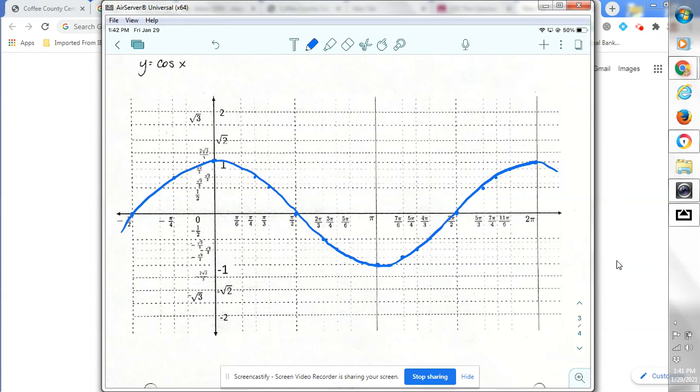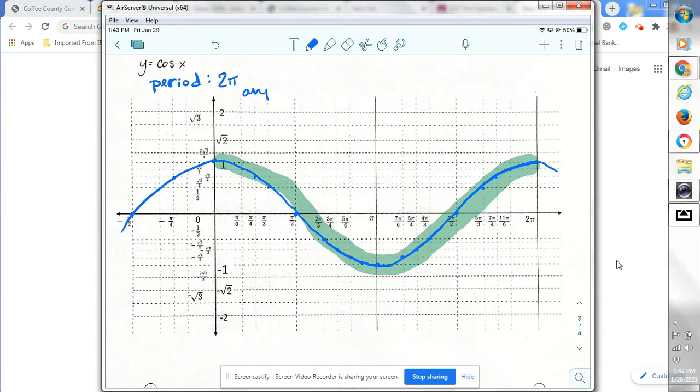So this shape right here is one period of a cosine curve. I always tell my students that one period of a cosine reminds me of a Texas Longhorn. So the period of this particular cosine curve is 2 pi.